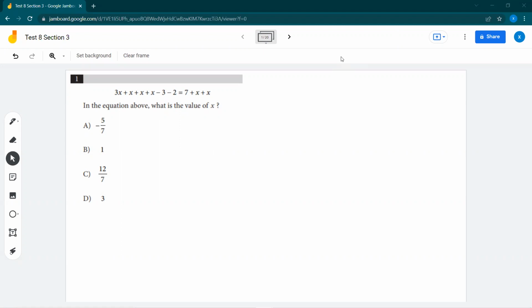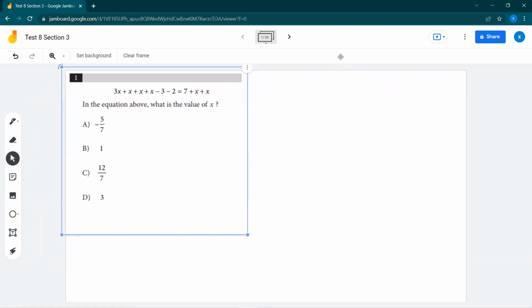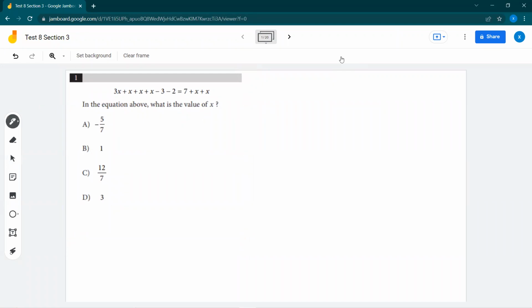All right, everyone, so let's take a look at test 8, section 3. Let's take a look at question 1. In the equation above, we want to know what is the value of x. Okay, so how do we do this?